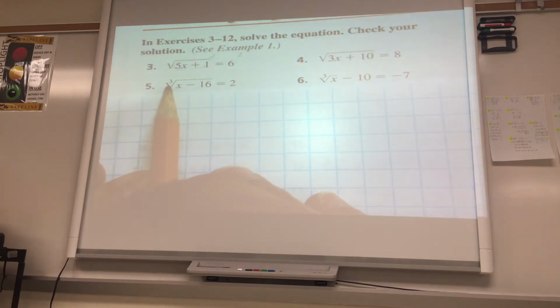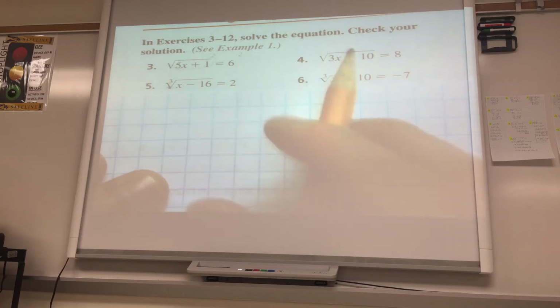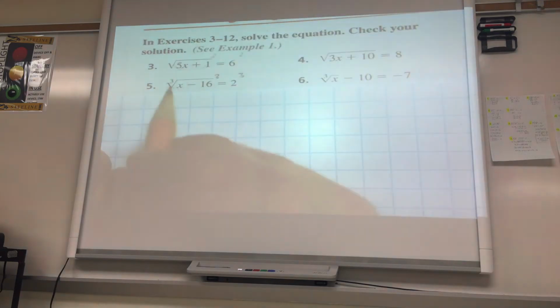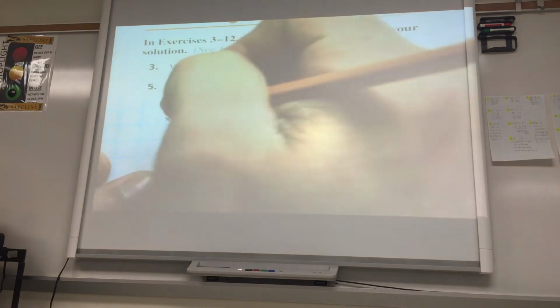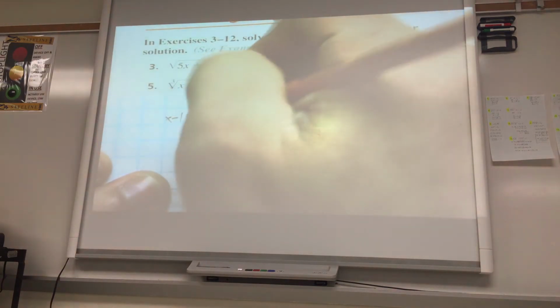Okay, number 5. So again, is there anything outside of this cubed root? And if there is, I need to get rid of that before I get rid of the cubed root. If there's not, then I'm going to just get rid of the cubed root. So there's nothing going on outside of it. There's a -16 below it, but I can't really get to it yet. So I'm going to get rid of the cubed root by cubing both sides. The cubed root of x minus 16 cubed is simply x minus 16. And that's going to be equal to 2 cubed, which is 8.